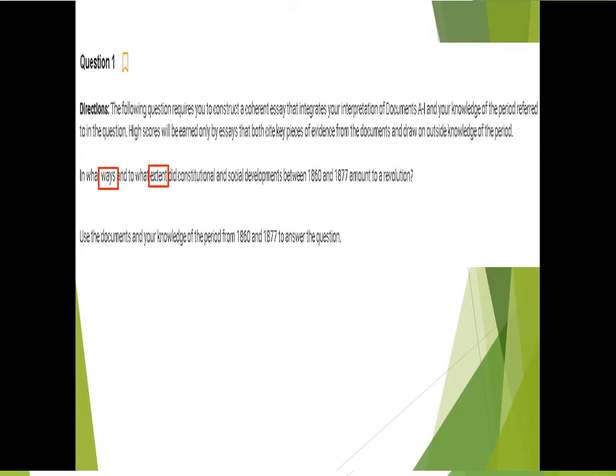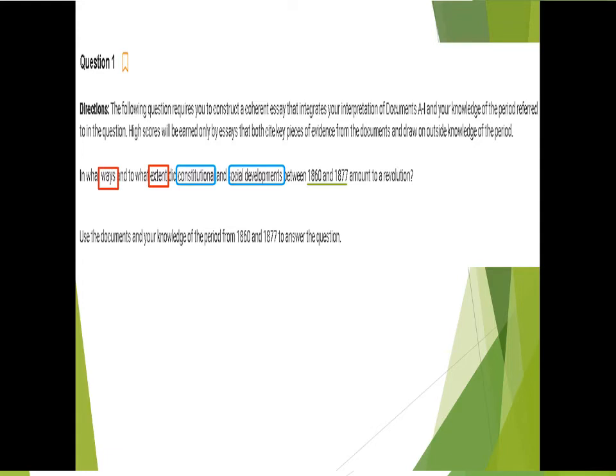Next, what is the content? What's the purpose here of this essay? The ways and extent to constitutional and social developments. So we need to make sure we talk about the Constitution, some rights, some social developments here. And then the last piece of breaking down a prompt is the time period, 1860 to 1877.